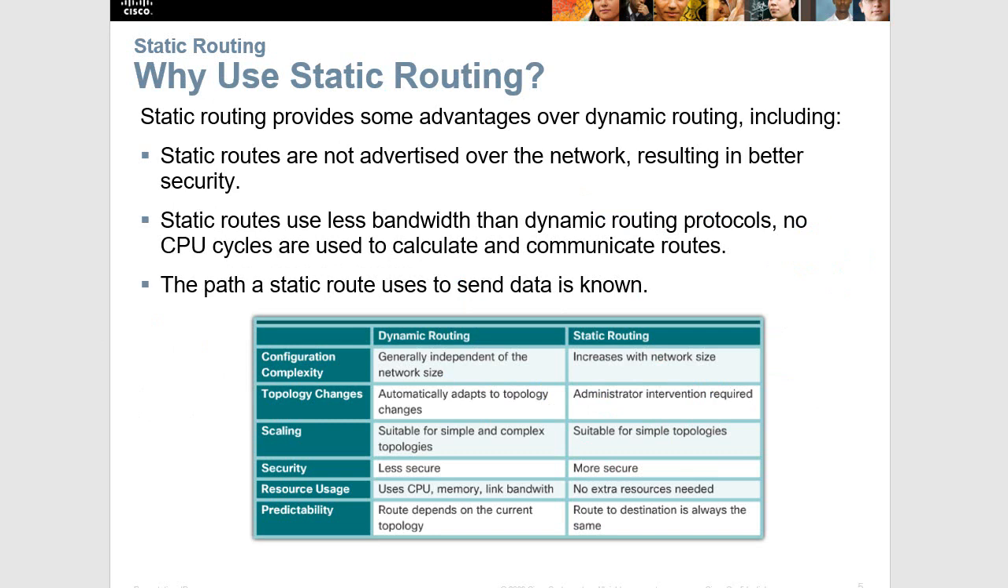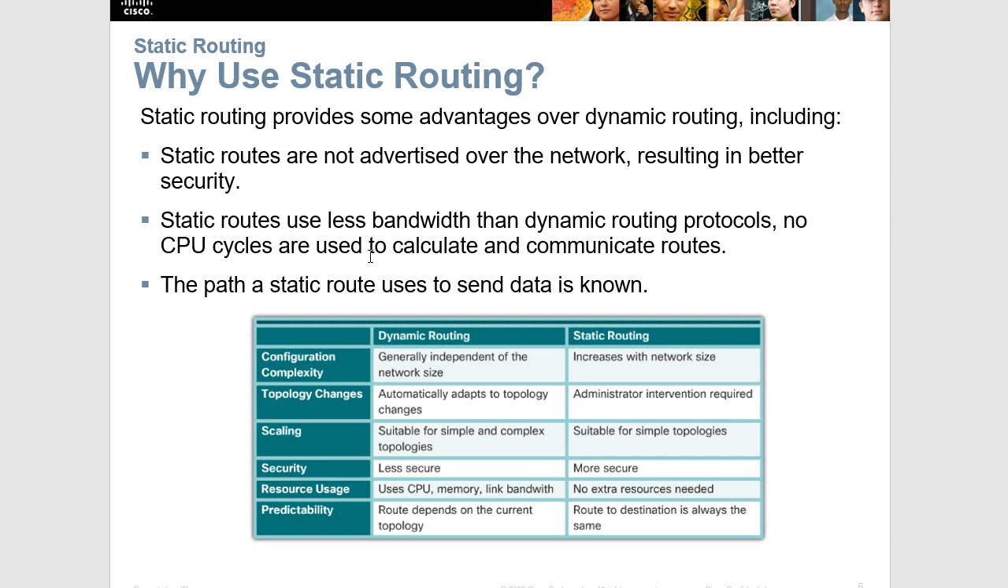So why use static routing? We have a couple pros and cons here and some advantages listed up at the top. So they're not advertised over the network. That's going to result in better security. Dynamic routes are shared by default. Static routes use less bandwidth because you're not constantly sharing routing updates with other routers in your network and your topology.